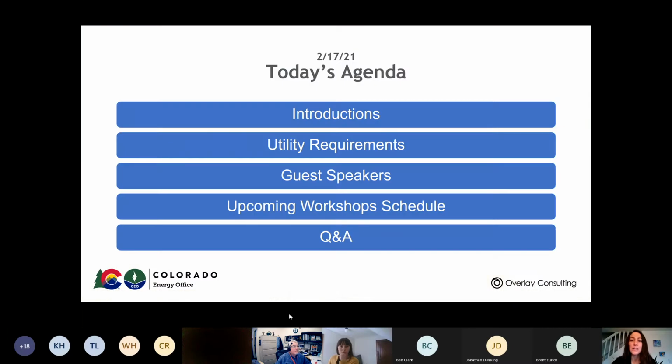So we'll go through introductions briefly for our guest speakers, give a quick overview of the utility requirements we discussed in our last workshop, and then I'm going to introduce our first guest speaker and let our three guest speakers go through discussing what they have to share with you. And then we'll go through our upcoming workshop schedule into Q&A.